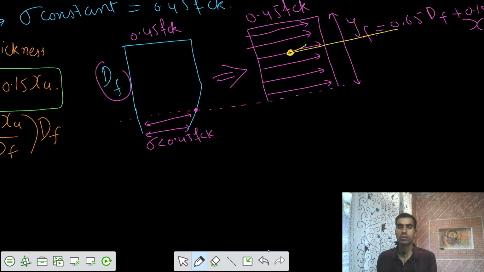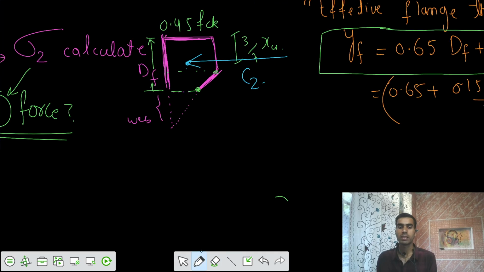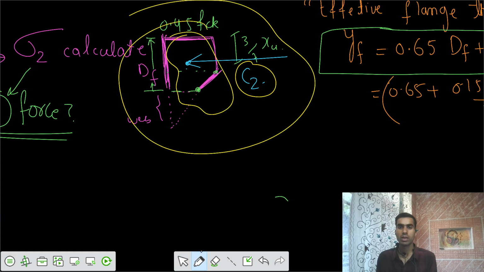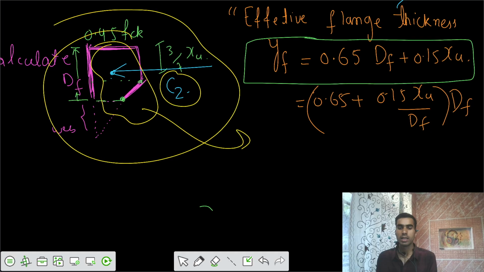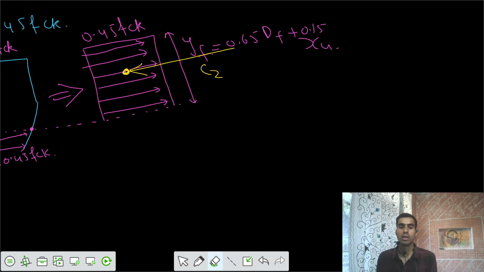Let's say that the C2 force is acting in this fashion, and that value of C2 is also the same as that of a previous case, the C2 developed because of this curve. C2 developed because of this curve is also equal to the C2 force developed because of this effective flange width times the area of the stress block times the actual width of the section. And I would say that the stress block would now be in this fashion.